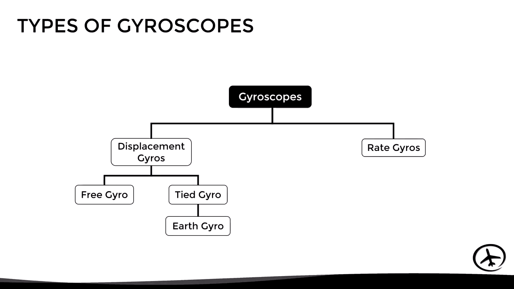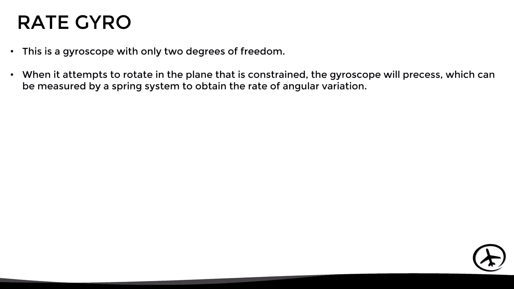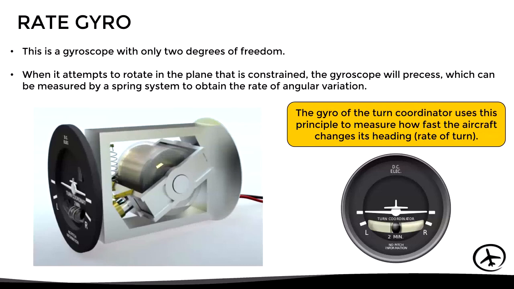Let's continue with the rate gyros. Basically, a rate gyro only has 2 degrees of freedom, which means that it is restricted in one of the axes. So when it attempts to rotate in the plane that is constrained, the gyroscope will precess, which can be measured by a spring system, to obtain the rate of angular variation. This type of gyro can be found, for example, in the turn coordinator, where it is used to measure the rate of turn, or in other words, how fast the aircraft is changing its heading.